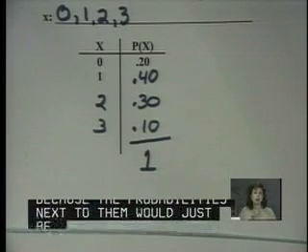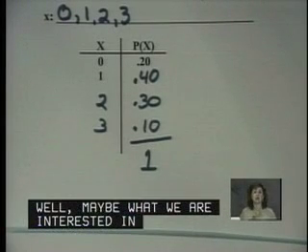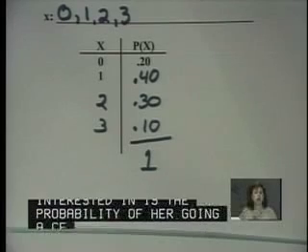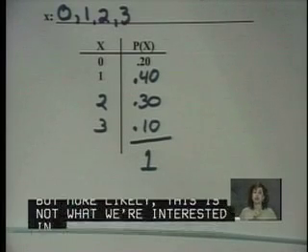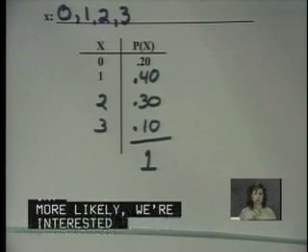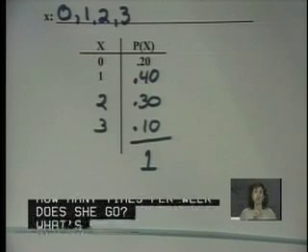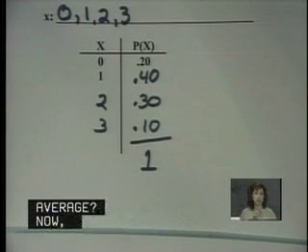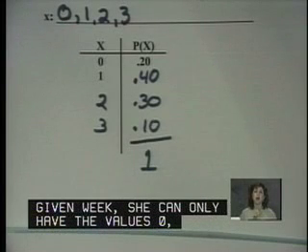Well, maybe what we are interested in is the probability of her going a certain number of days, but more likely this is not what we're interested in. More likely we're interested in, on average, how many times per week does she go? What's the long-term average? Now we know for any given week she can only have the values 0, 1, 2, or 3, but on average.